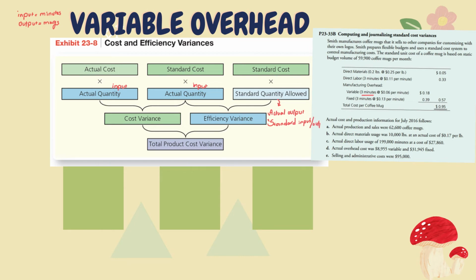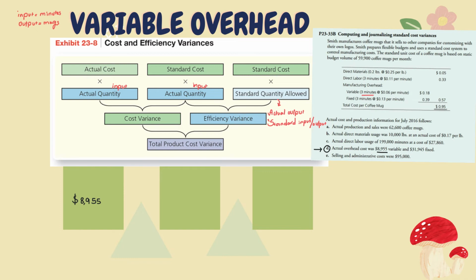Okay, so now let's find actual input and actual cost. So I'm gonna look at D. Actual overhead cost was 8,955 for the variable. So I care about the variable now. He gave you the number already calculated, no need to find it. 8,955, no need to multiply anything.